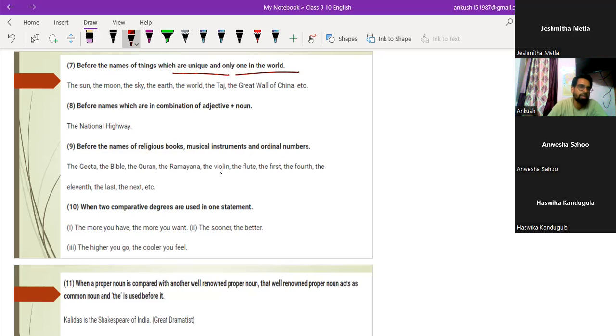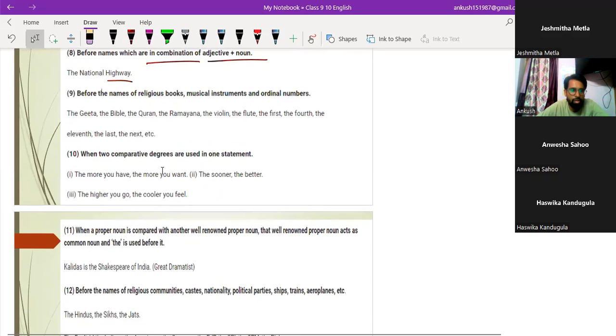Isn't it? Before names which are a combination of adjective and noun, that is the National Highway, the Indian Airlines. Understood? Are you getting the point? The Indian Air Force. Such kinds of combined adjective plus noun carry 'the' as article or determiner.